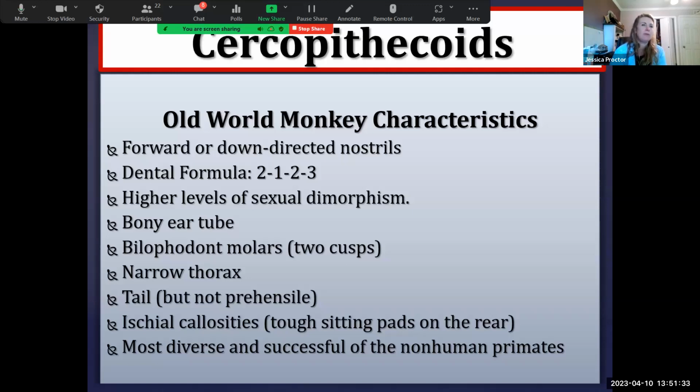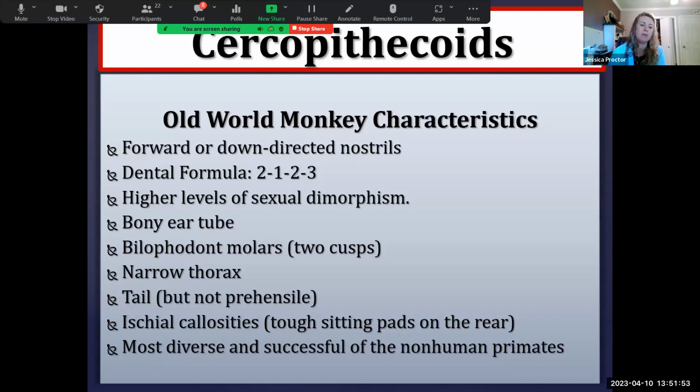They do have a specialized, specific molar type called bilophodont molars. So when you break up that word, bi means 2, dont means teeth. So bilophodont molars look really symmetrical to me. I'll show you a picture here in a moment, but they look really symmetrical, almost like you could divide them in half.